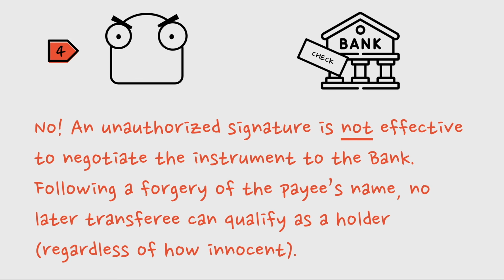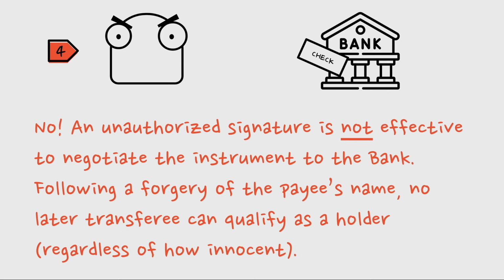That forgery means that not only is his bank not a holder, nobody subsequent in the chain here can be a holder because of the forgery. And it doesn't matter how innocent they are, because the payee's initial endorsement was a forgery. And that's really important to understand. We will revisit that, but keep that in mind.